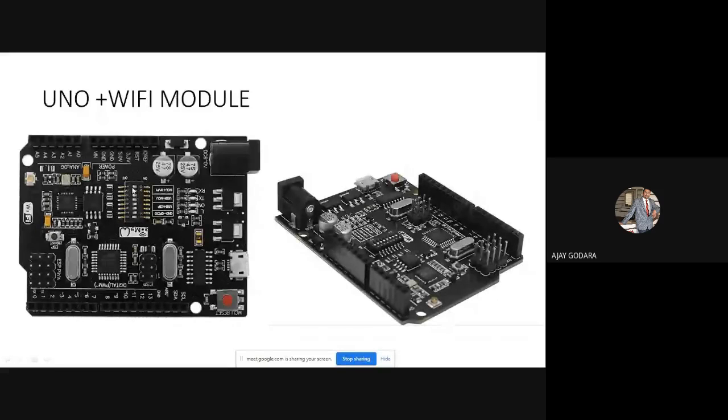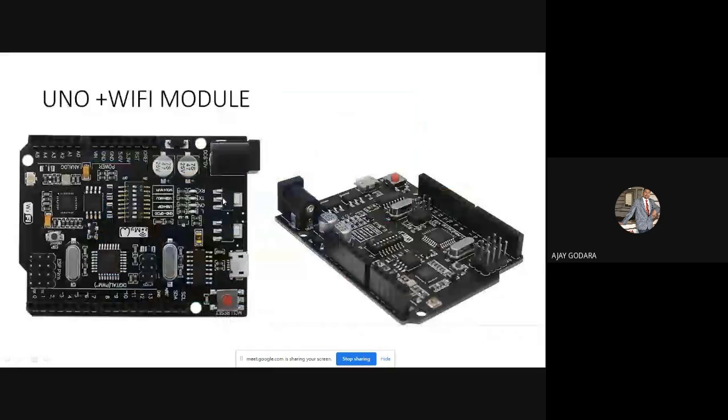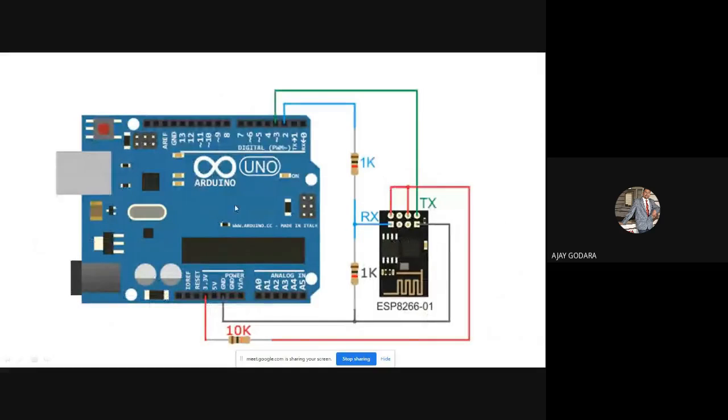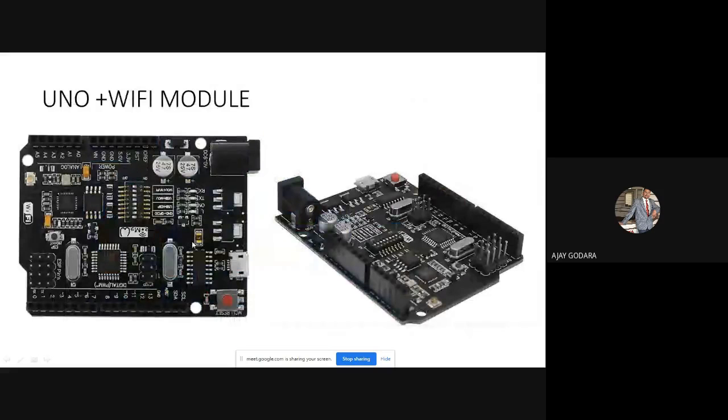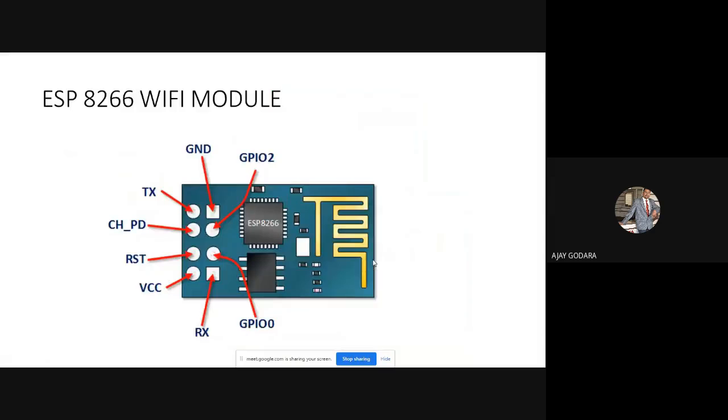Let's see how it is working. First we are going to use this one, and after that we are going to use this one also. Both modules we are going to use. This one is the Wi-Fi module connected with the Arduino separately, and this one is the integrated module. First I will use this module and show how you can connect it and use it. In this Wi-Fi module, there are two modes of connection.